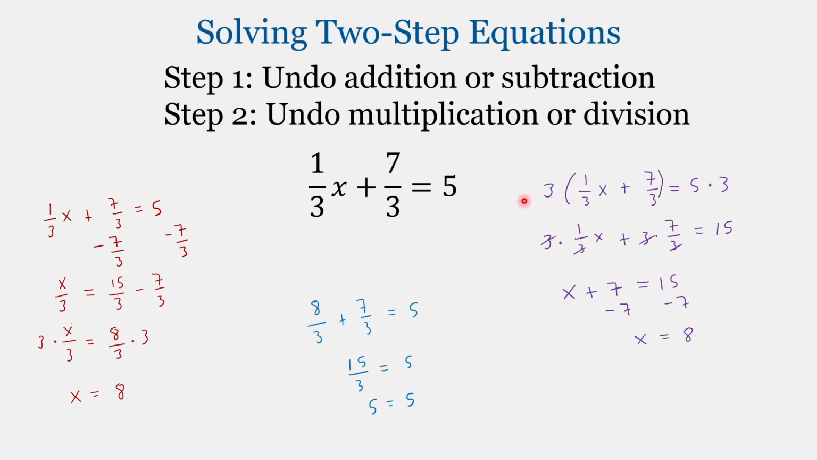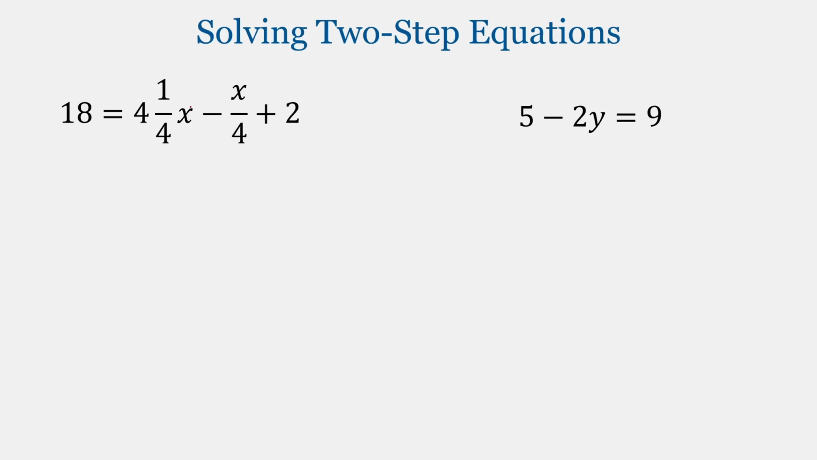So in this case, for this problem, undoing multiplication or division first simplified the math in some way. We were able to get rid of fractions in the first step. Again, in most cases, undoing addition or subtraction first is the best practice. But sometimes undoing multiplication or division may simplify your math a bit. Let's practice a few more.